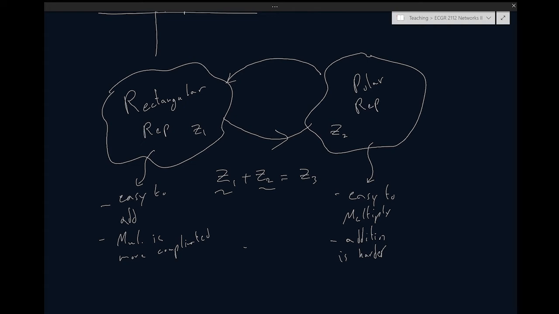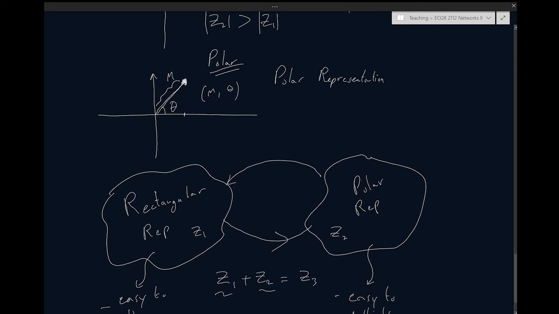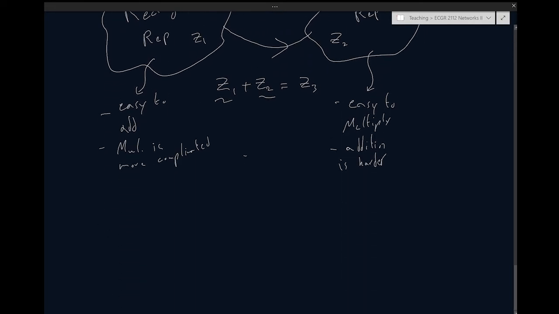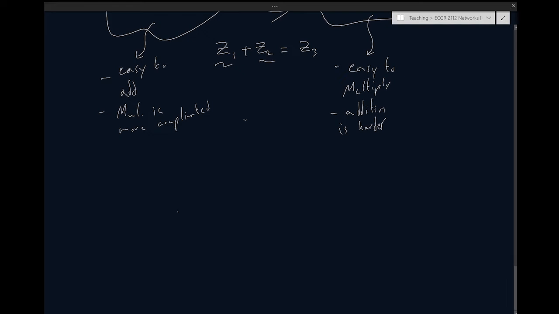The fact that multiplication becomes easier in polar coordinates or polar representation is something we have to show, of course. I'm going to show you that after we do the transformation from the rectangular form to the polar form and vice versa. I mean, the transformation itself can be argued from geometrical considerations, right? So let me draw it again.